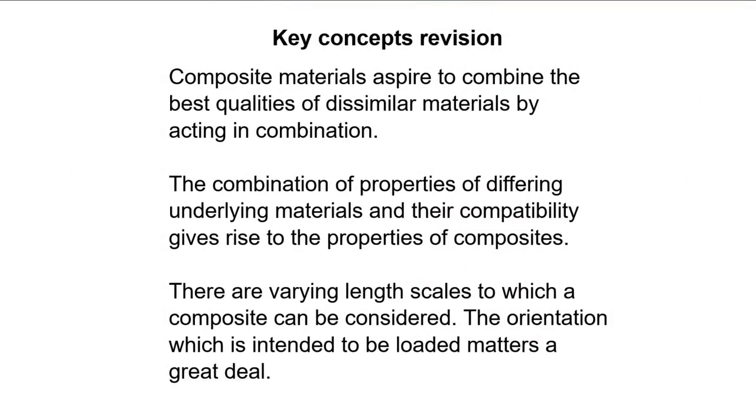So that's it for this part of the lecture. Beyond determining categorically that wood is a composite, we've also established some ground rules for how to define and categorize composite materials. These ground rules are effective in describing composites as they are realized at all length scales. We've also determined that composite materials aspire to combine the best qualities of dissimilar materials by acting in combination.